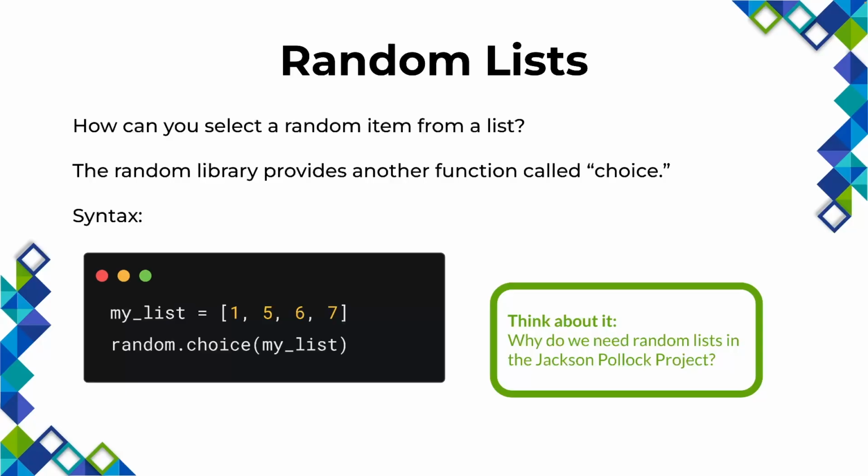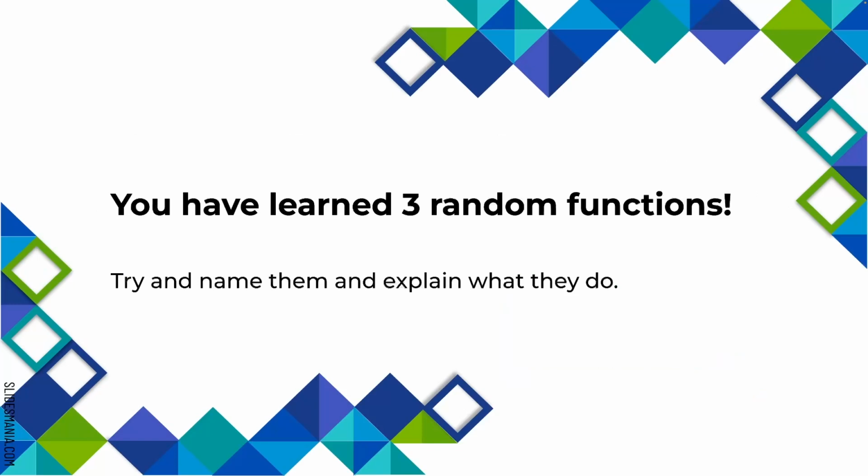Take a moment and think about why we might need random elements from a list in our Jackson Pollock project. As a hint, think back to lesson 1, when we created our list of colors and shapes. Ready to move on? Let's try to name these 3 random functions on our own, then explain what they do. If you need any more help or forget what these functions are for, rewind the video and take a look at some of the previous slides.